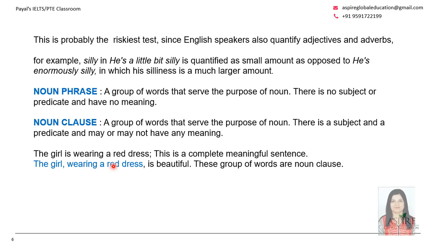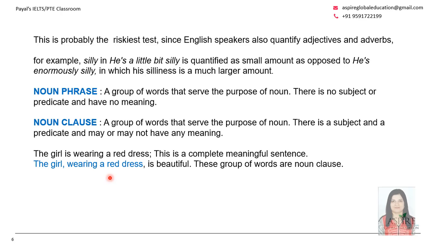Okay, what about her? So I have to add a few words to make it a complete meaningful sentence. The girl wearing a red dress is beautiful. Now as you can see, the girl wearing a red dress as a whole is a group of words. It has a subject, girl, it has a predicate, but is it meaningful? No. So it's a noun clause, right? So now when I say the girl wearing a red dress is beautiful, it is a complete sentence.